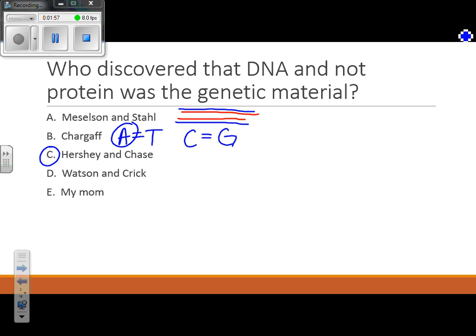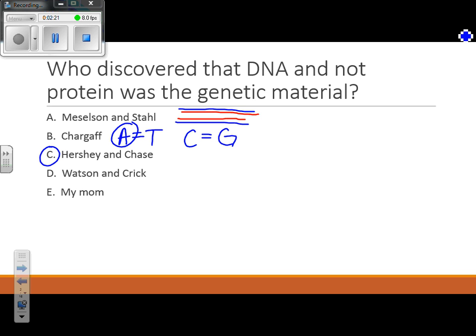Remember, they used viruses that had their protein labeled radioactively and then DNA that was labeled radioactively, and they checked the bacteria to see where this radioactive label was, and it turns out it was the DNA that was inside the bacteria and not the protein. So this is how we know that this is the genetic material.